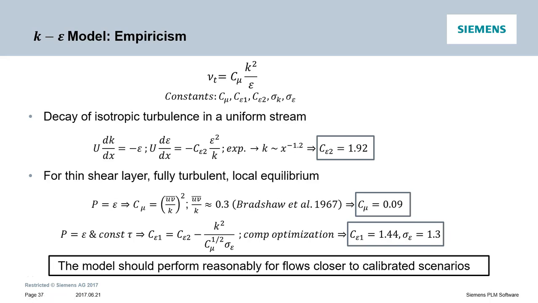And we already assumed that the sigma k value is close to 1. With these calibrations, the model should perform reasonably well for flows that are not very far removed from these calibration scenarios. And this calibration process is demonstrated for just this k epsilon example, but a similar procedure is followed for other models as well.